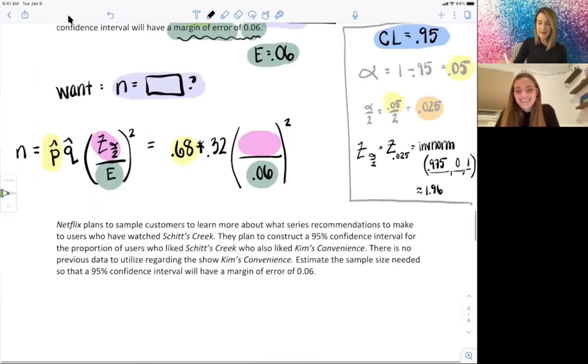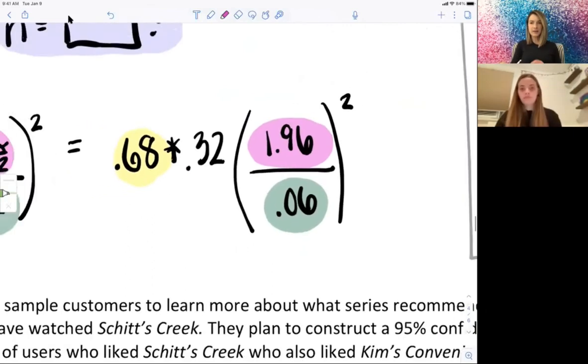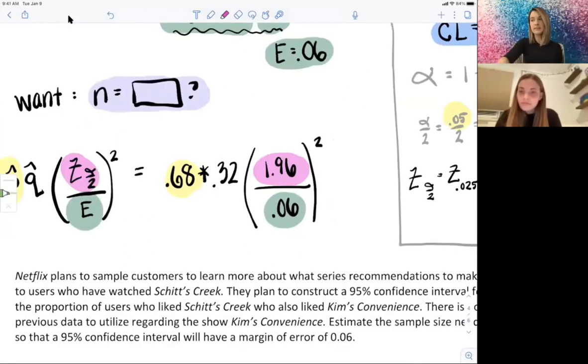Okay, let's sub this in. And then we do need to go to the calculator and do this all in one swoop. So let's both do it and see if we agree. All right. So all at once. Take 0.68 times 0.32 times parenthesis 1.96 divided by 0.06 and square it.